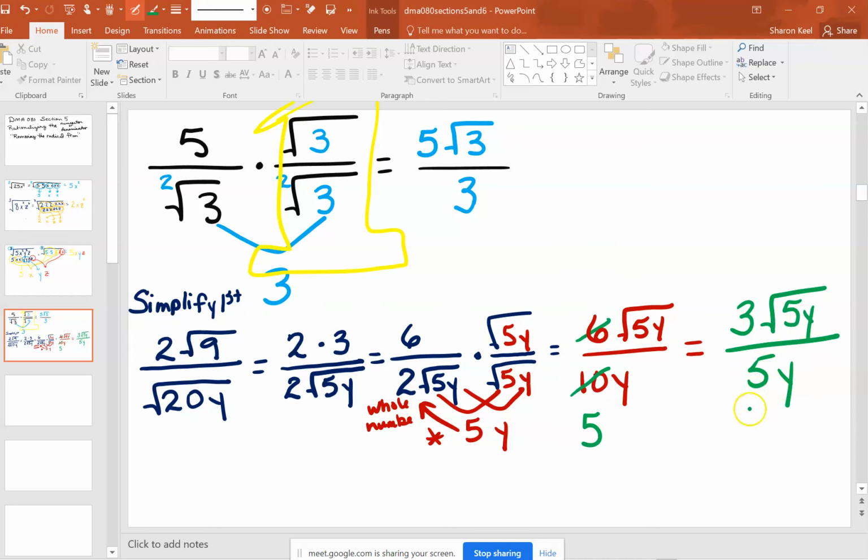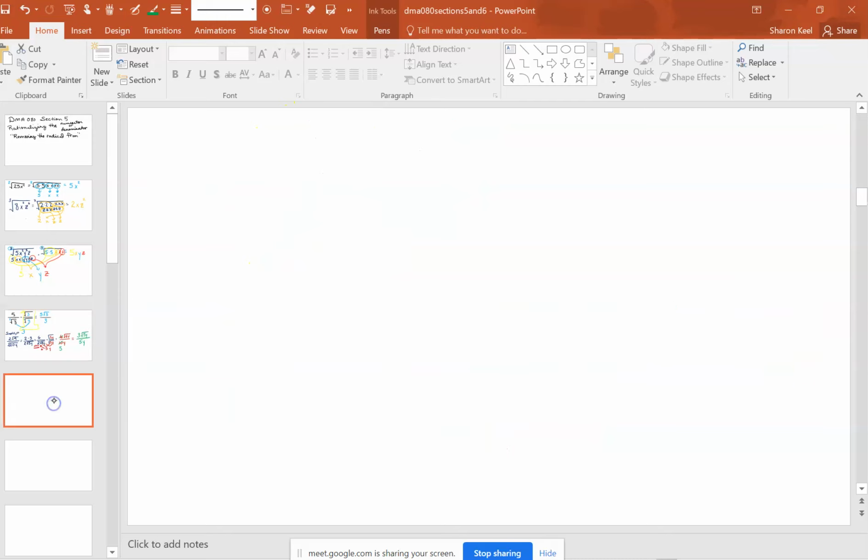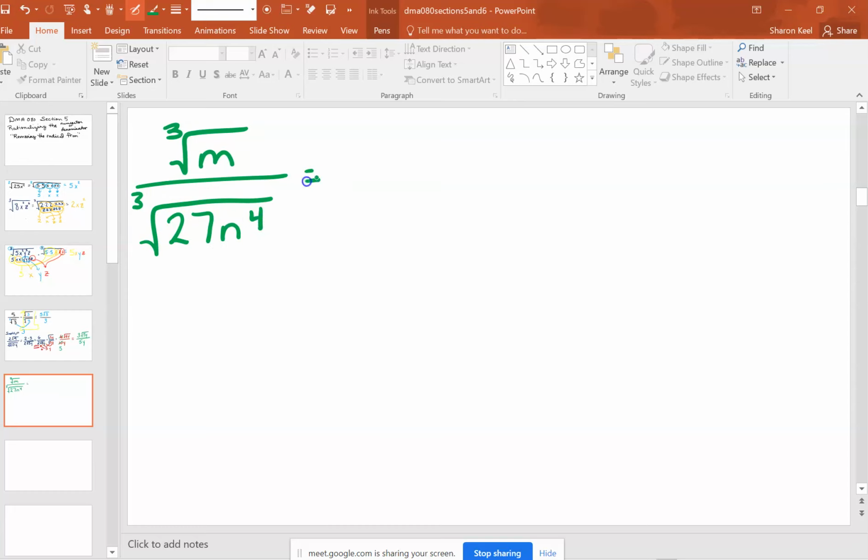Okay, now let's do an example where we have a cubed root. We're going to rationalize with a cubed root. I have the cubed root of m over the cubed root of 27n to the fourth. Okay, in the numerator, we cannot reduce or simplify, factor any further the cube root of m. But in the bottom, 27 would be 3 times 3 is 9, 9 times 3 is 27, and we have a total of 4 n's.